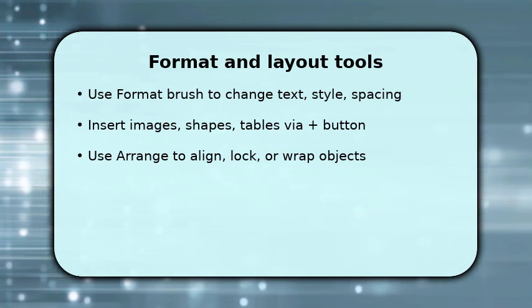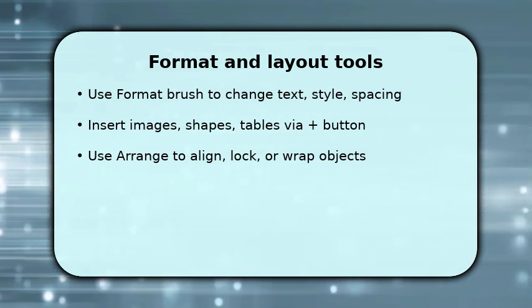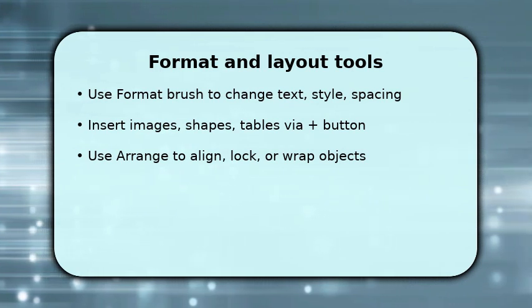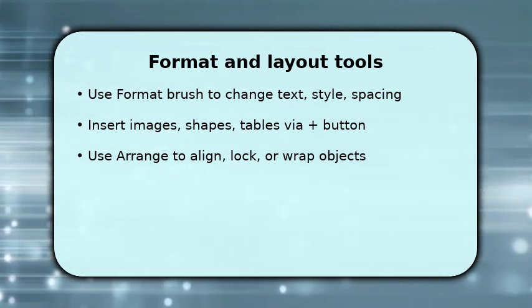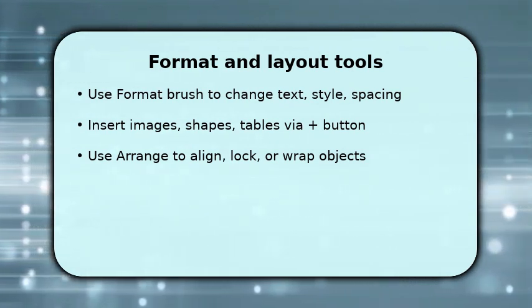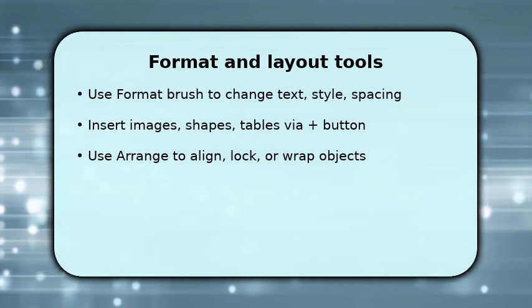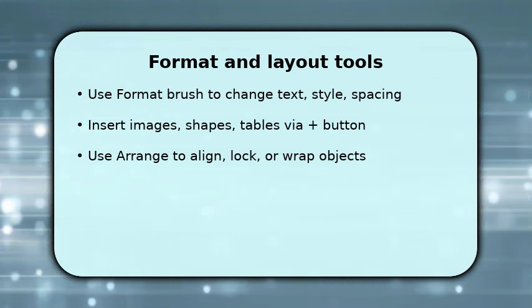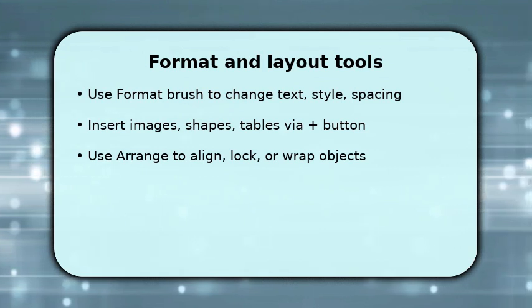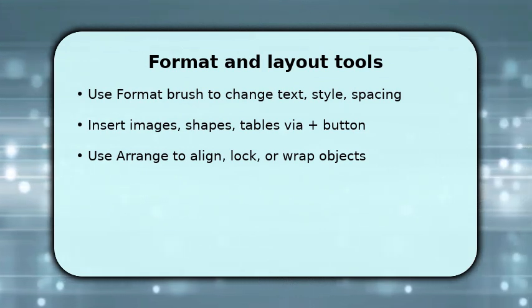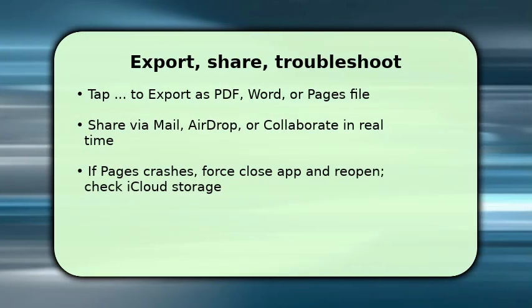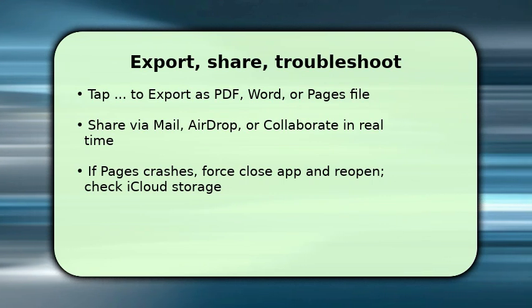Once done, tap plus to insert images, shapes, tables, or a text box, drag to position. For precise placement, use Arrange to align, distribute, lock, or change text wrap. This keeps elements consistent. Make sure to use rulers and guides for exact margins when preparing print or a polished layout. When your document is ready, tap the three dots and choose Export to save as PDF, Word, or Pages.